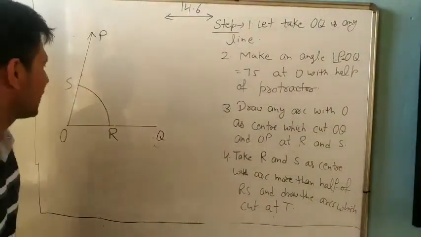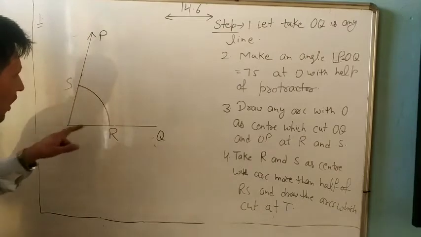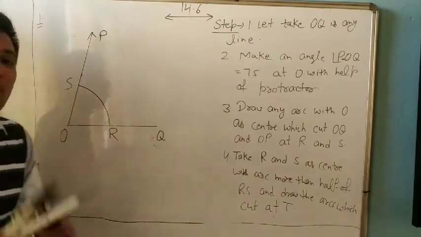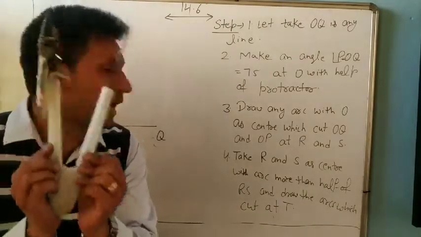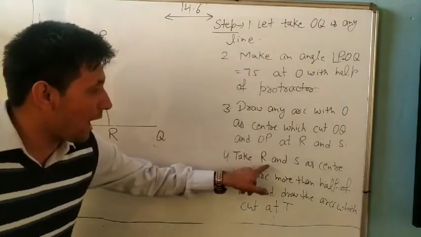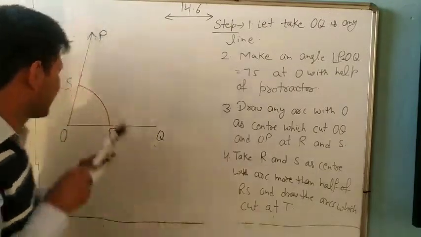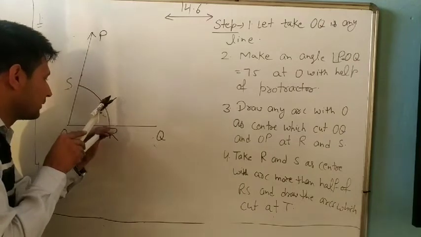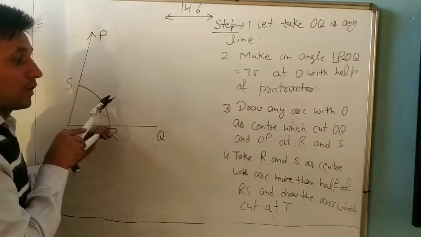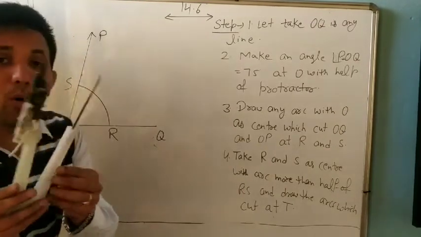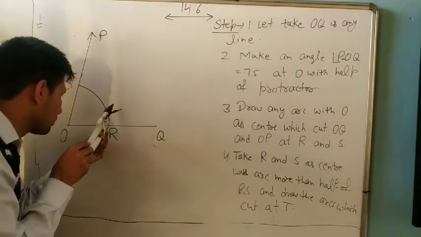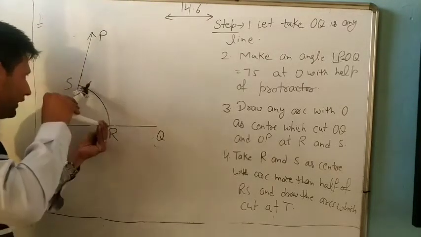So the bisector of any angle, how will we take it, of angle SOR? It means always open the compass more than half. Take R and S as center. R as center with an arc more than half. So we will open the compass more than half. Is it more than half or not? Look, it is more than half.